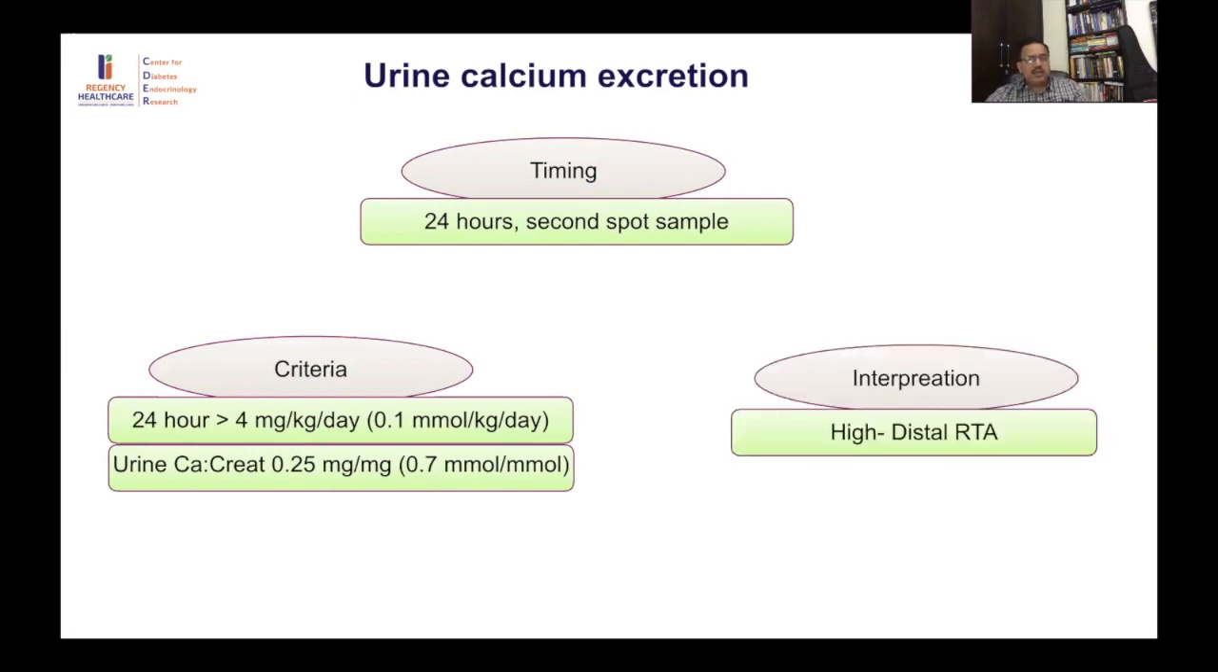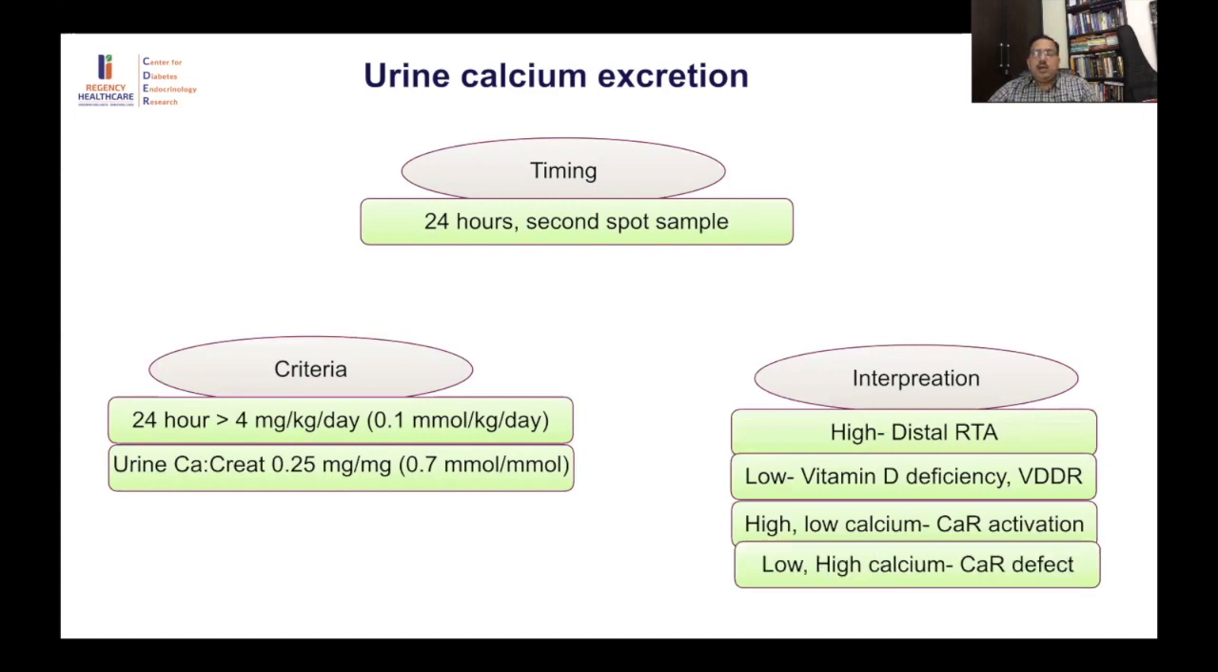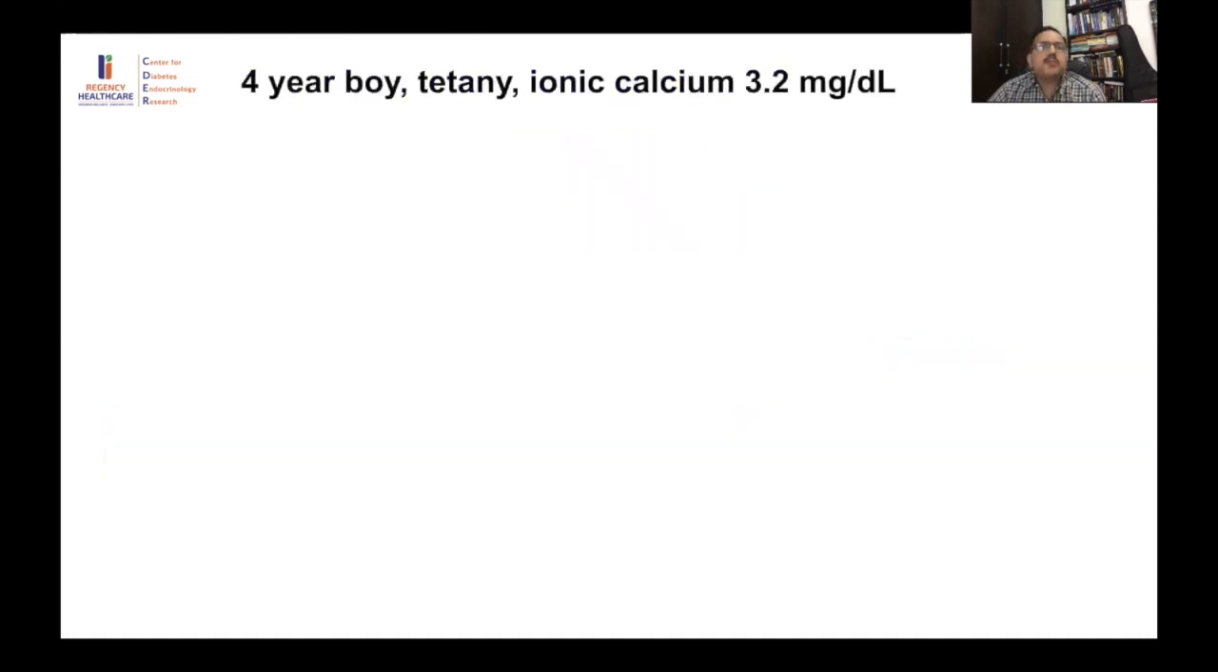If the levels are high in a child with rickets, think of distal RTA. And in rickets, if they are low, think of vitamin D deficiency and vitamin D dependent rickets type 1 or 2. If you have hypocalcemia with hypercalciuria, consider a calcium sensing receptor activating mutation, while if there is hypercalcemia with hypocalciuria, think of a calcium sensing receptor defect.